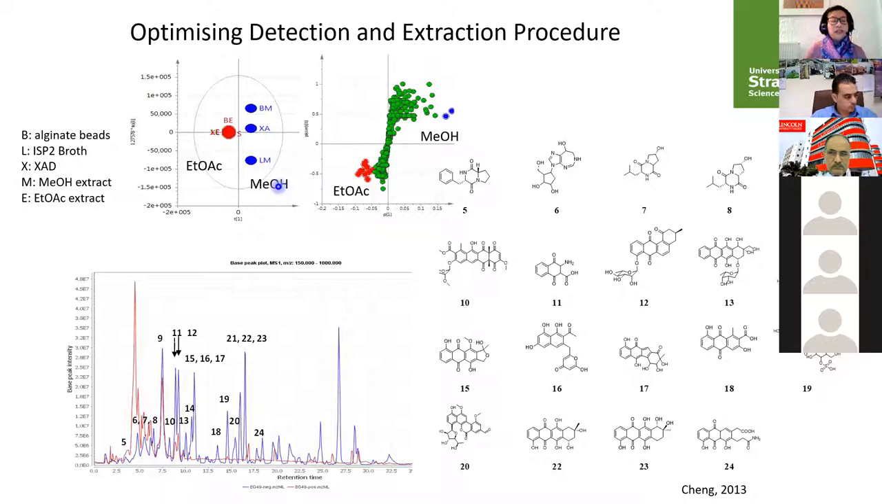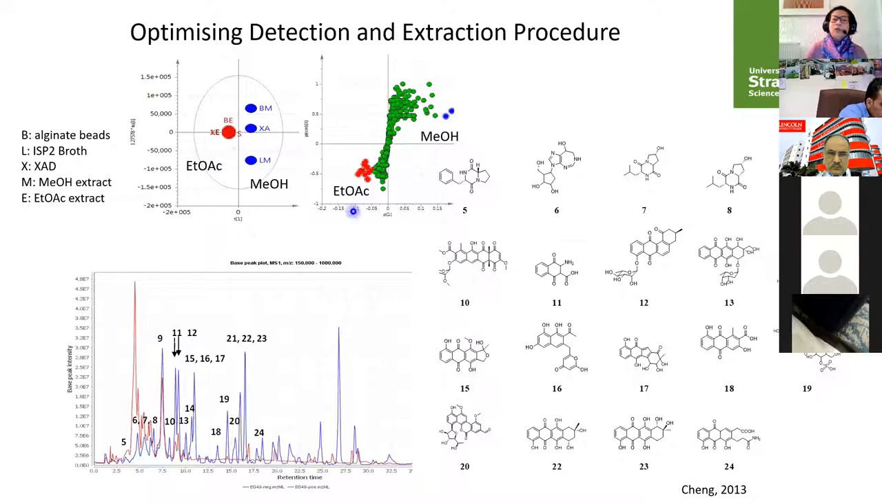Now, we use three types of media. We use the alginate beads, ISP2 broth, and XAD. For the ethyl acetate extract, because the dots are close to each other, we could say that the chemistry is very much similar or identical to each other. However, in the methanolic extract, you can see that the chemistry is more diverse. So here we've got the alginate beads, XAD, and here the liquid broth. So which means for these three extracts, there are some kind of differences when you compare them to the ethyl acetate extract.